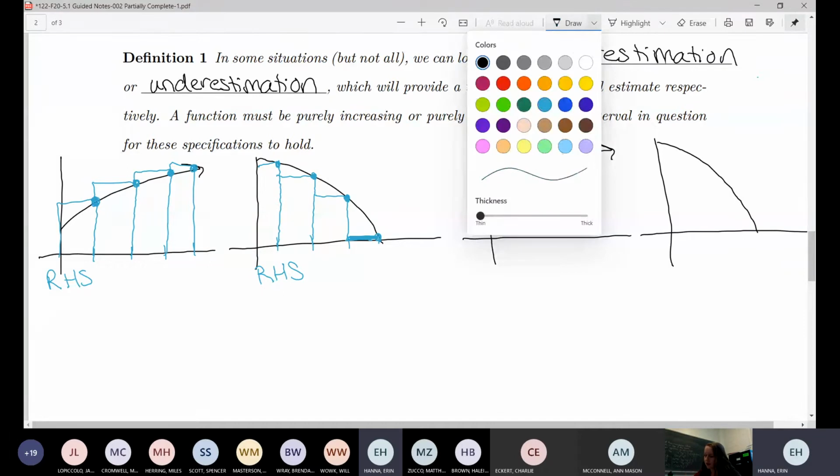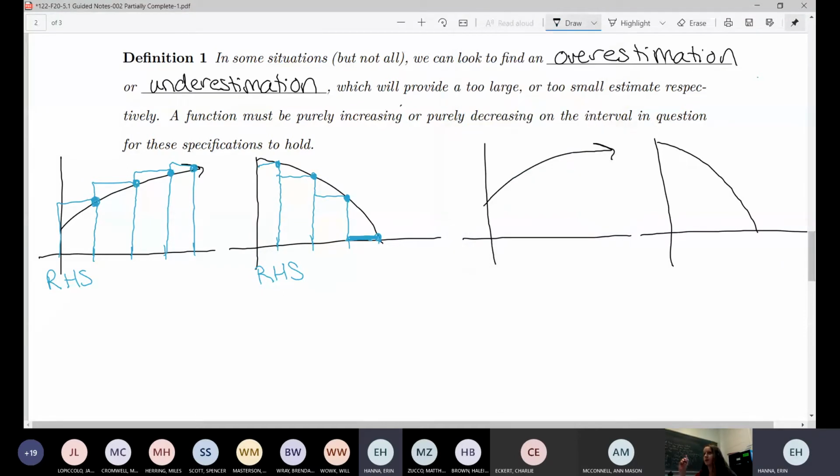So notice when we have an increasing function, the right-hand sum is going to end up being an overestimate. But once your function changes to decreasing, the right-hand sum now becomes an underestimate. Which is why I was saying don't associate right with over and left with under. It depends on whether you're increasing or decreasing.